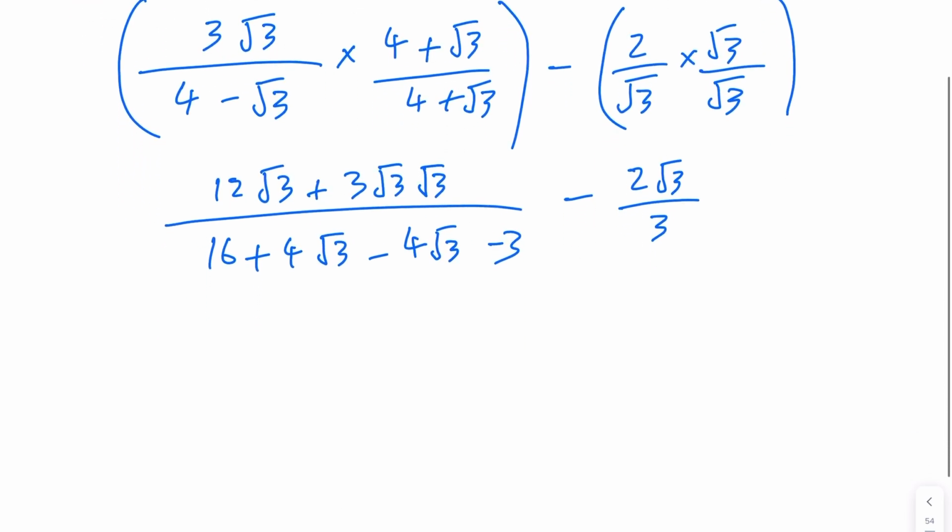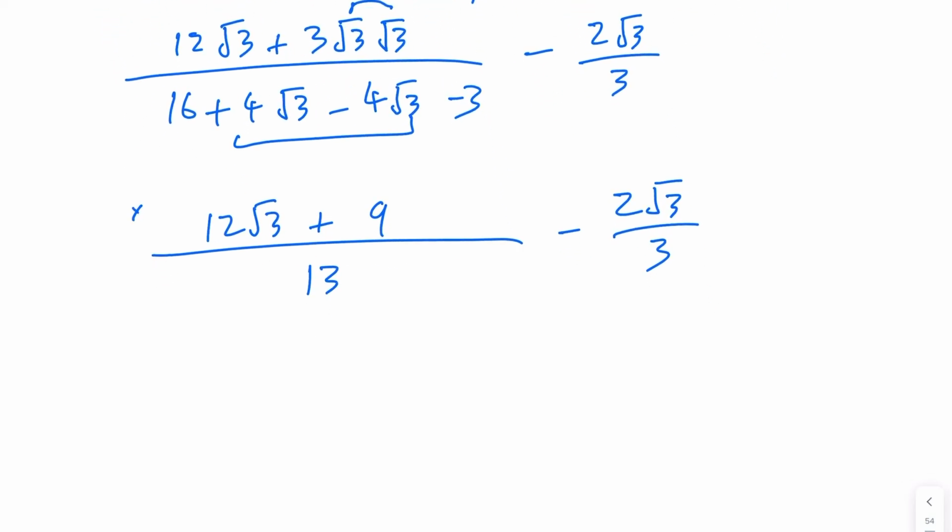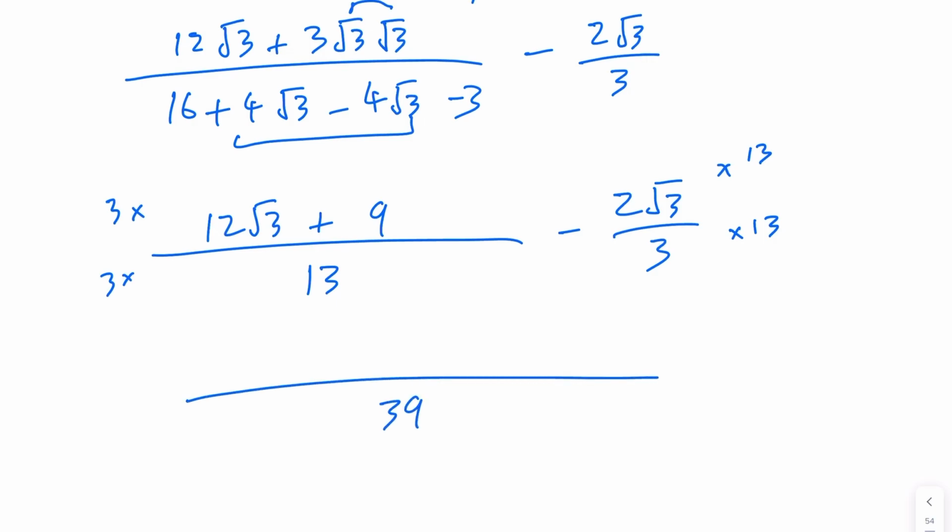And that is that. So if you tidy the bottom up, these two cancel out, and that becomes 16 minus 3, which is just 13. So that's 12 root 3 plus 9, because the 3 times 3 gives us a 9. So 3 times 3 minus 2 root 3 over 3. Right, and now we've got to multiply the top and bottom of this side by 3, because when you're subtracting fractions, you want to make the denominator the same. What this now does is it gives us a common denominator of 39.